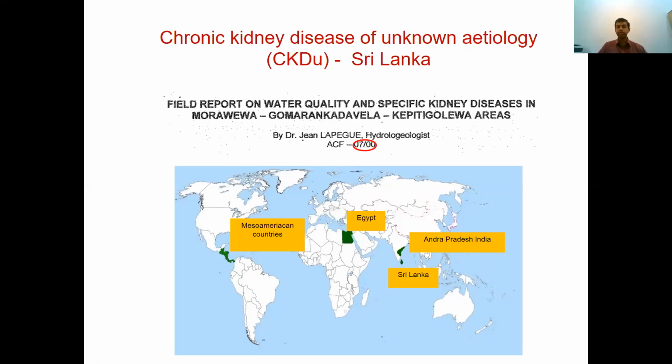And around the same time, all around the world, if you notice this world map, in Sri Lanka, Andhra Pradesh in India, Egypt, Mesoamerican countries like Nicaragua, all these areas, and you can notice the similarity. It's all around this belt in the world map. Patients with chronic interstitial nephritis with CKD, where people could not find an underlying etiology. So a similar problem started in Sri Lanka, or it was actually noticed for the first time around this time.